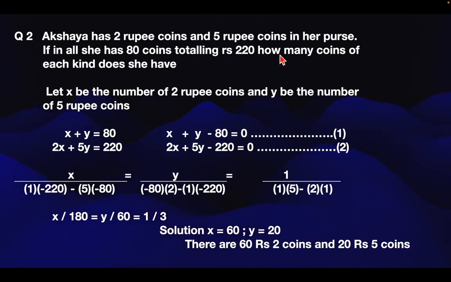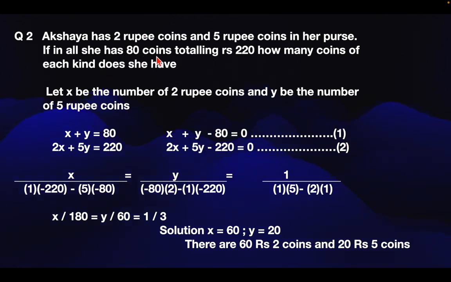Okay, so read this carefully. You can easily write down the equations. So let x be the number of 2 rupee coins and y be the number of 5 rupee coins. So here, first statement, first equation. She has 2 rupee coins and 5 rupee coins in her purse, and in all she has 80 coins. So x plus y is equal to 80. This is the first equation. Okay, so you can bring it to the left hand side and write it like this.